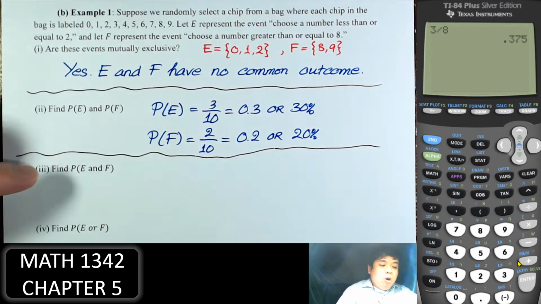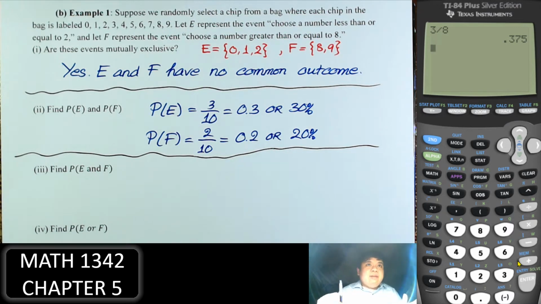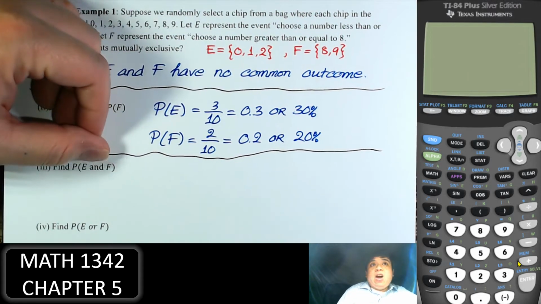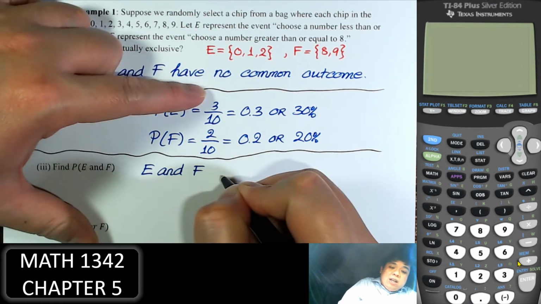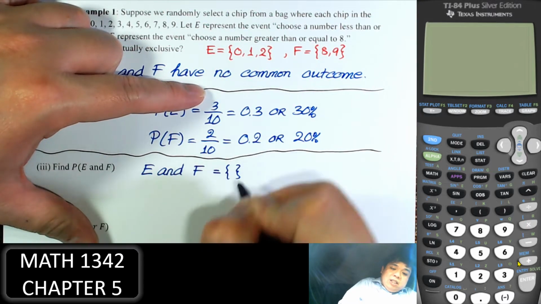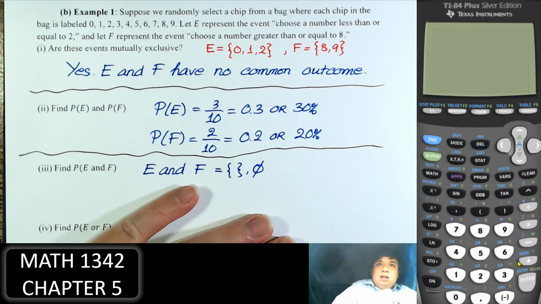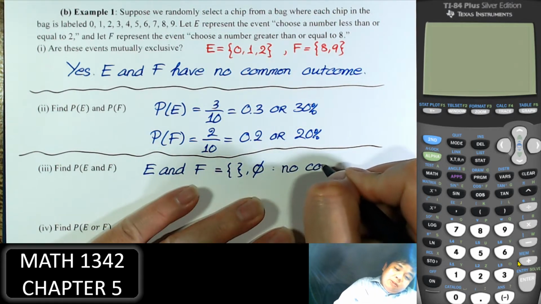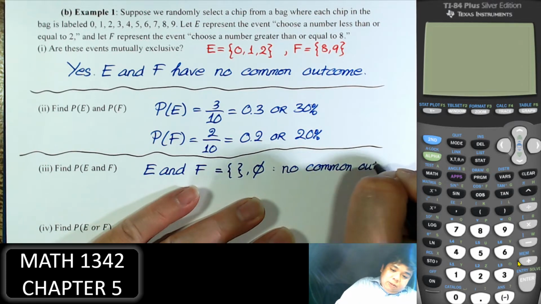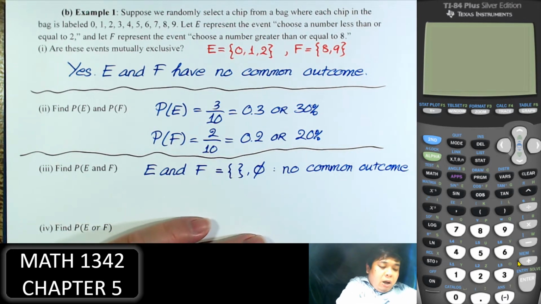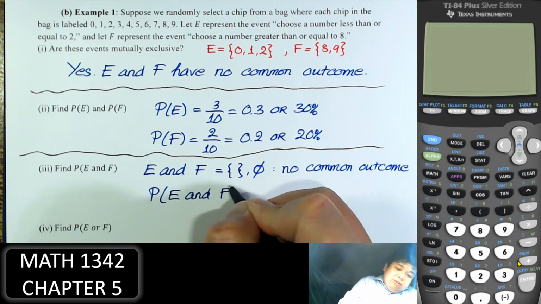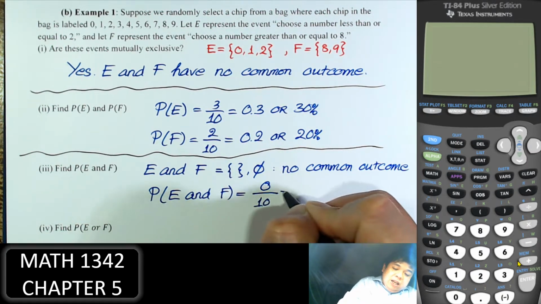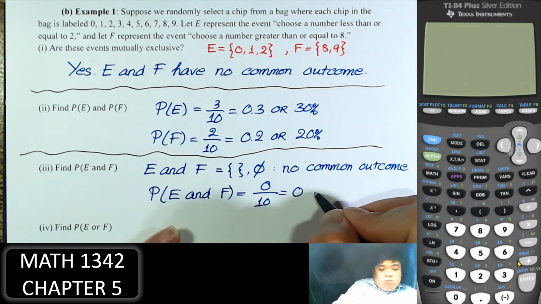Now, find the probability of E and F. Because E and F means that it has to be in both of them, and since they have no common outcome, E and F cannot happen. If we write it like that, the set will be an empty set, because they have no common outcome. So the probability of something that has no outcome out of 10 is 0 or 0%.